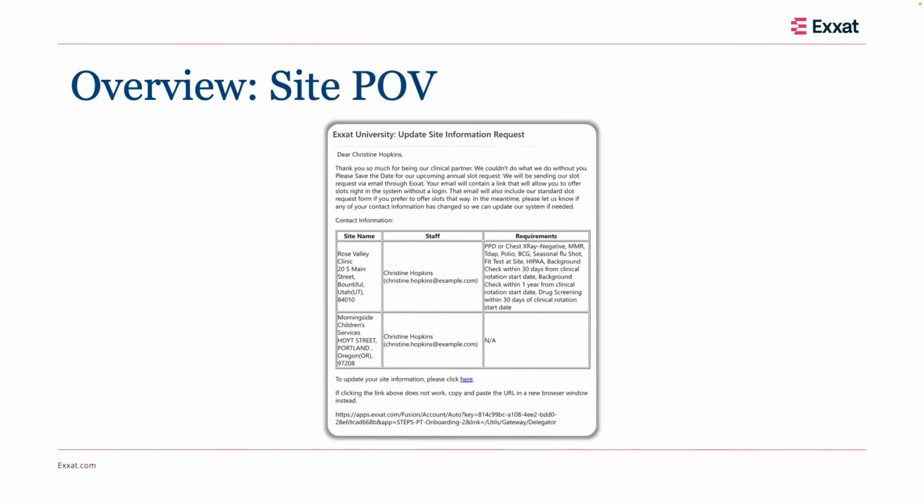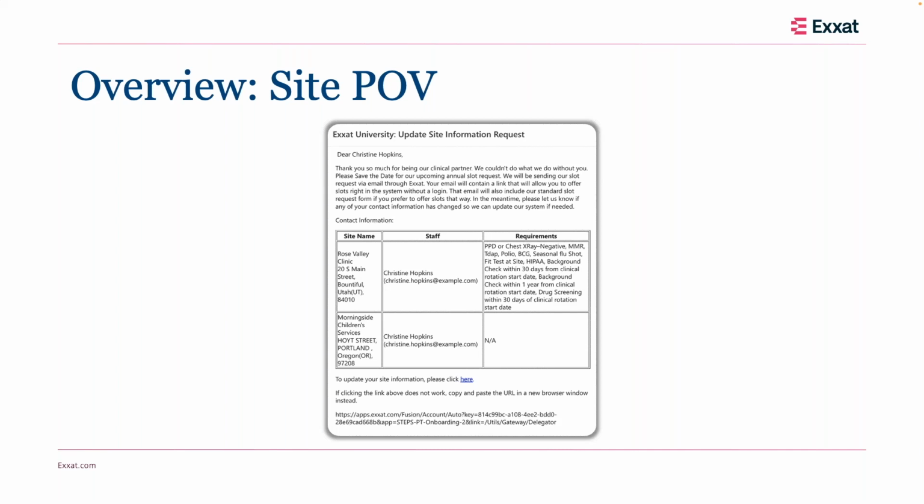All right, so before we dive into setting this up, we wanted to show you what the feature actually looks like once it's all said and done and sent. So this is a sample email of what your sites might receive. Of course, you can craft this email any way you'd like, but it will contain the sites that they're associated with.